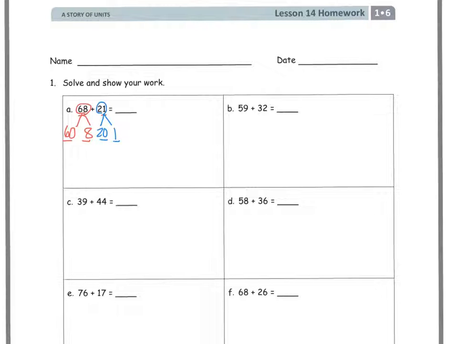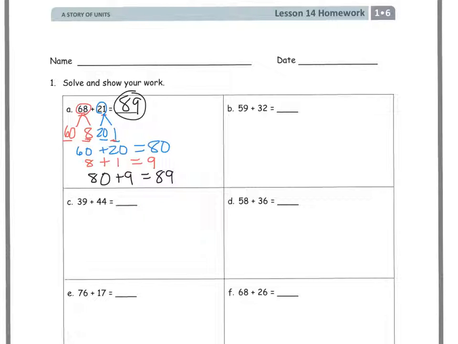And what I'm going to do is I'm going to add my tens first. So I have 60 plus 20 to get me 80. And now I'm going to add my ones of 8 plus 1 to get 9. And then I'm going to add those two together. So 80 plus 9 to give me 89. That's one way that you could show it with a number bond.